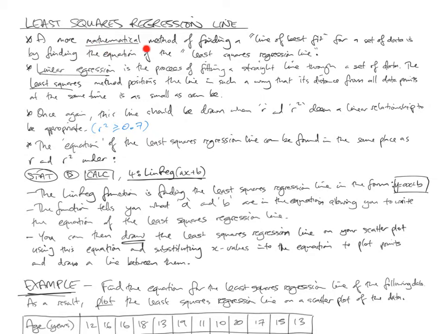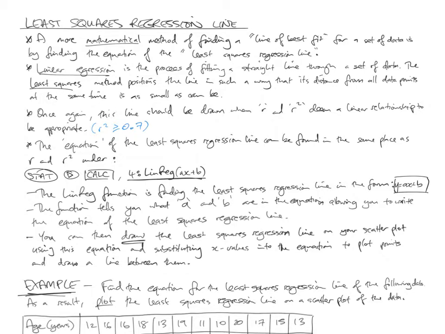However, there's a more mathematical way of finding a line of best fit for a set of data, and that involves finding the equation of what's known as the least squares regression line. Now, the process of linear regression is fitting a straight line through a set of data, and the least squares method positions the line in such a way so that its distance from all of the data points at the same time is as small as can be. So basically it's doing that line of best fit by eye process for you in the graphics calculator so that there's less room for human error.